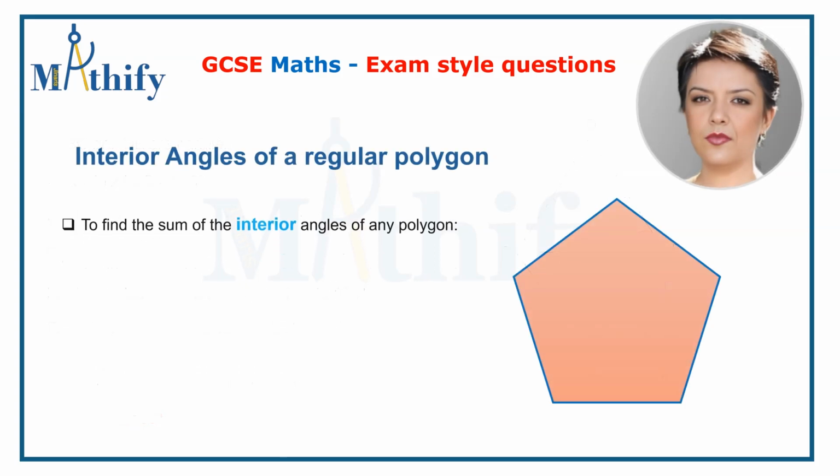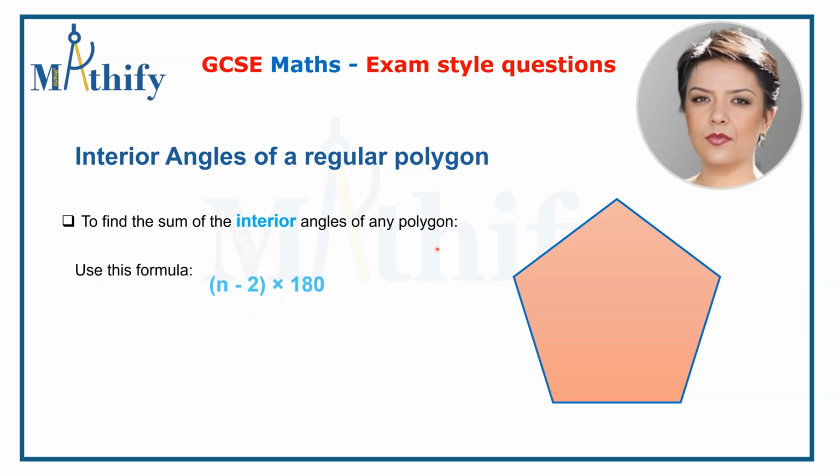We are given this shape. We need to find the sum of the interior angles of any polygon. And the only way we can do this is to use this formula: n minus 2, multiplied by 180. n is equal to the number of sides.